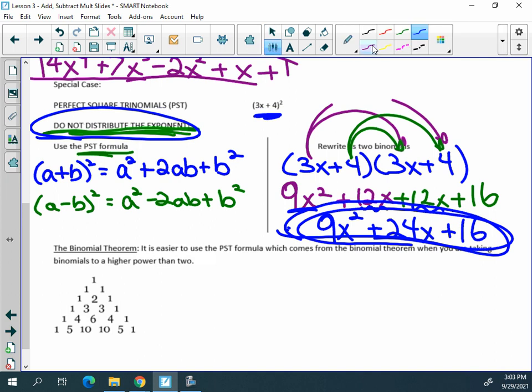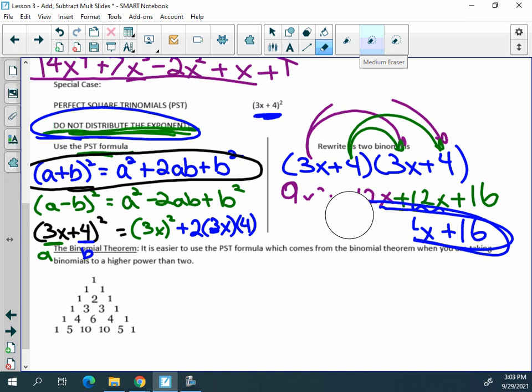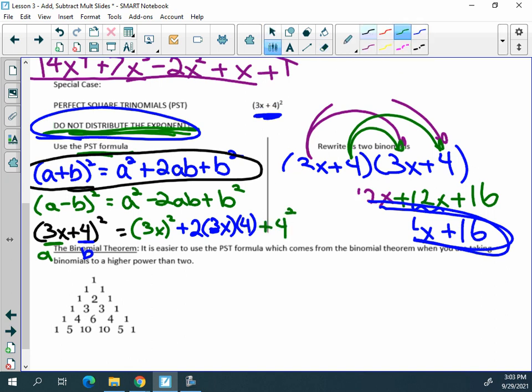So if we take our last problem that we just did and follow this formula, notice that your 3x is going to serve as our a value, and our 4 is going to serve as our b value. So we're going to be following this pattern right here. a squared is going to be 3x whole quantity squared. Then it says plus 2ab, so 2 times 3x times 4. And then plus b squared, so 4 squared.